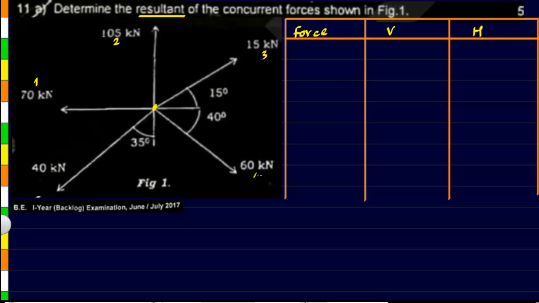We will proceed to solve them all in this order. There are a total of 5 forces which you can see here, and all these forces we'll have to put in the table. The first force here is 70 kilonewtons, and it is horizontal and acting towards the left. The vertical component of this will be 0 because it is horizontal; it will not have any effect in the vertical direction. And of course in the horizontal direction, because it is acting on the left side, we will have to take it as negative.